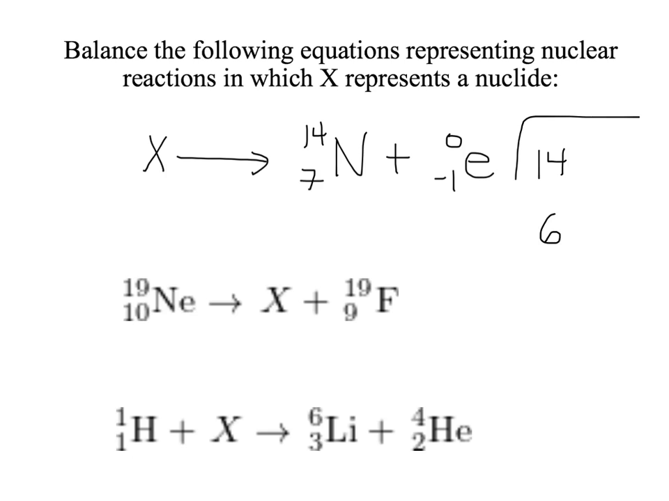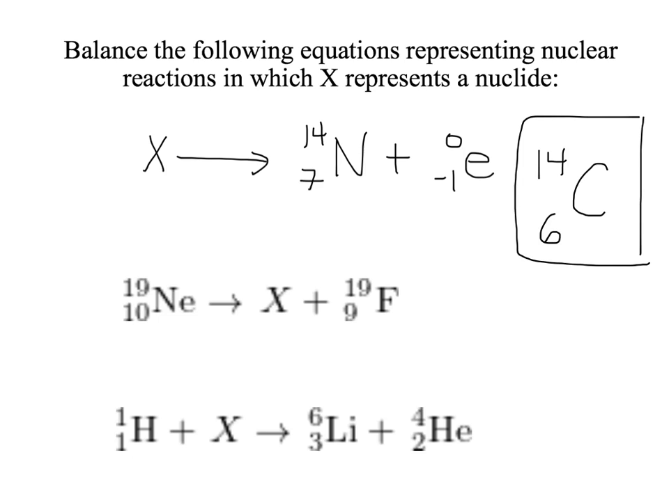So which element, take a look in your periodic table, has an atomic number of 6? Hopefully you've identified it as carbon. So this is the answer for what x is. We've correctly identified x in this reaction. Feel free to pause the video and try the next 2 reactions and then watch for the solution.